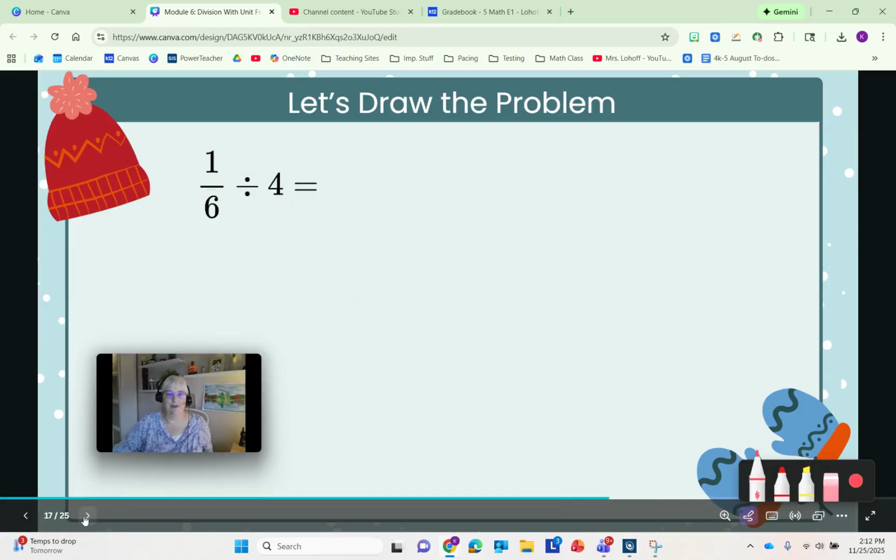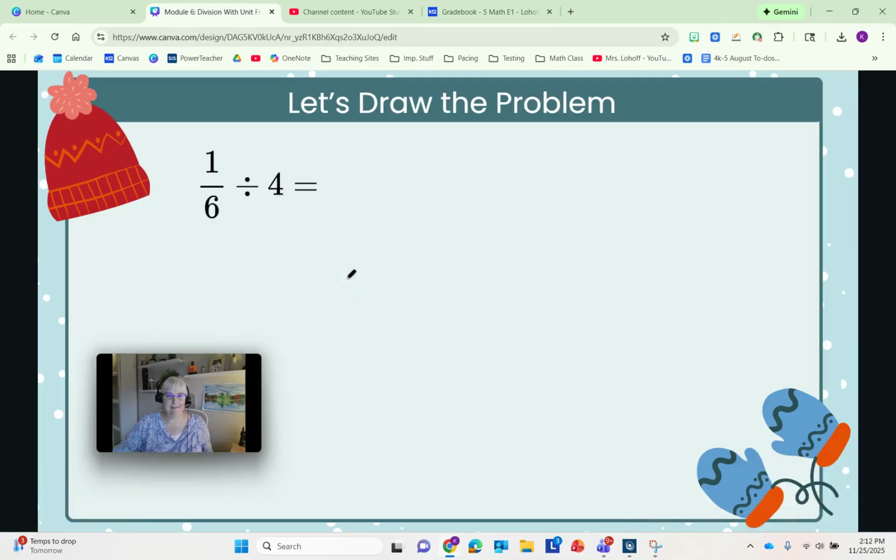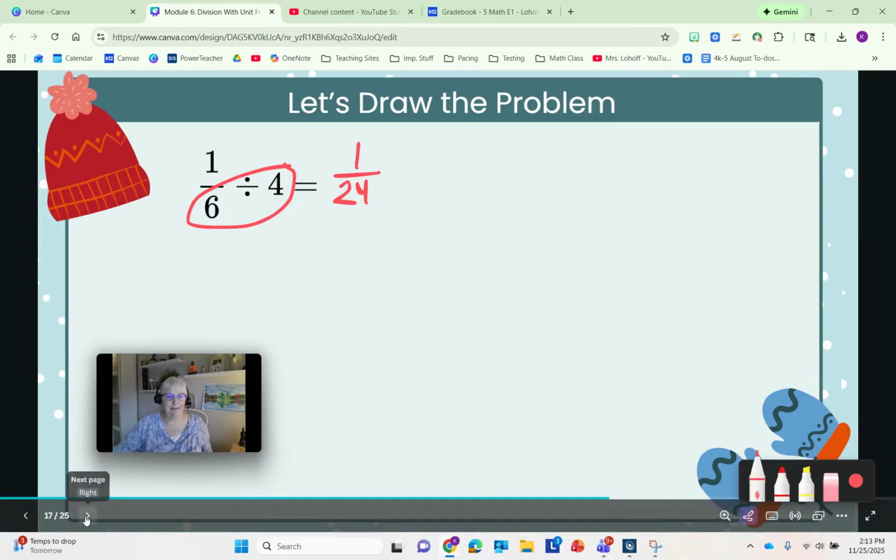All right, now we've learned the trick. Let's do this one. I'm going to multiply my denominator by my whole number, keeping 1 at the top. 6 times 4 is 24. 1/6 divided by 4 is 1/24. I think that's the last one I have.